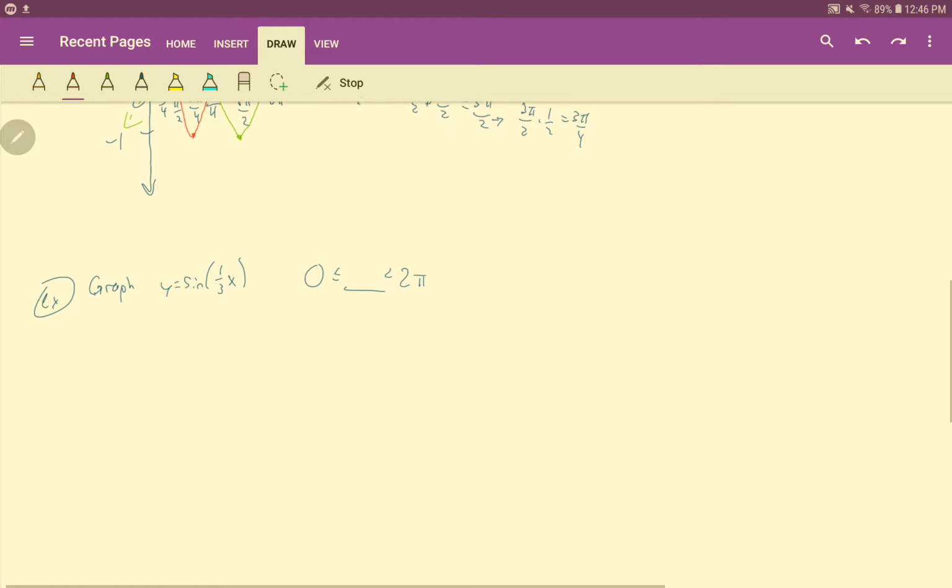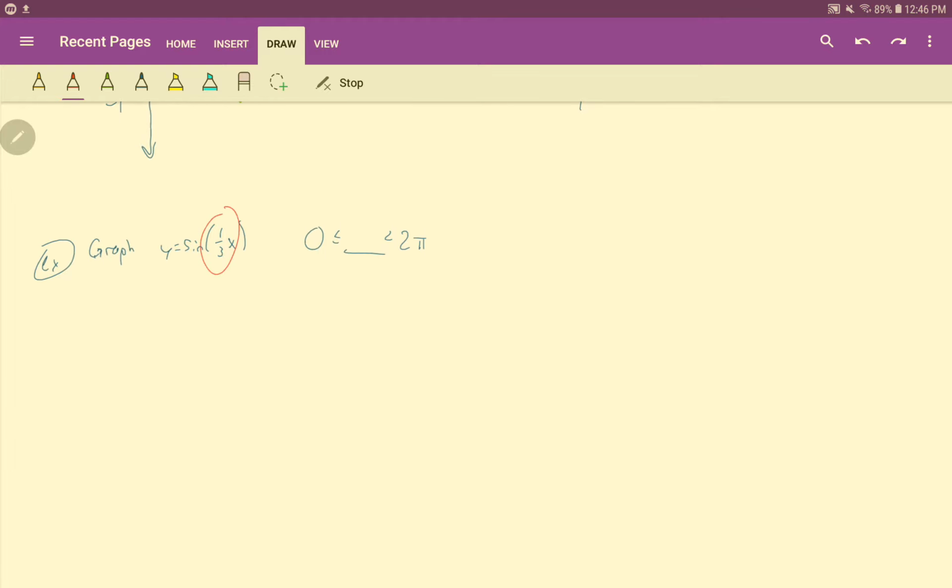Now let's try one where we have a 1/3. That's going to result in a period stretch, right? Because it's going to increase the period. So again, we'll take what's in the parentheses and put it between the 0 and 2 pi, our standard period. In this case, we'll multiply everything by 3. So I'll get 0 less than or equal to x less than 6 pi. Now 0 to 6 pi is the period that we're going to be using.